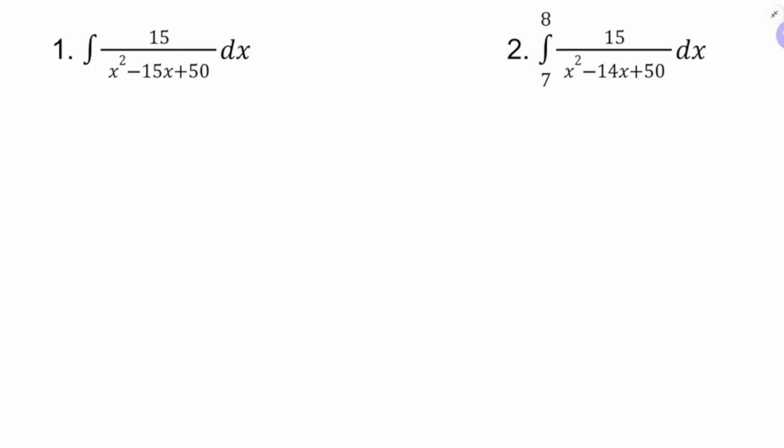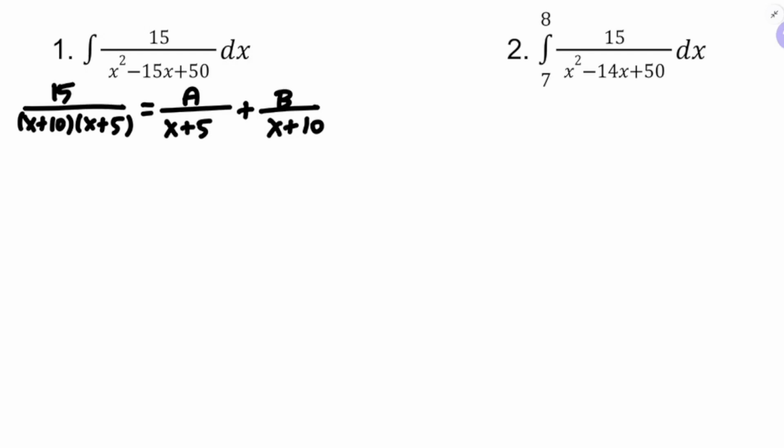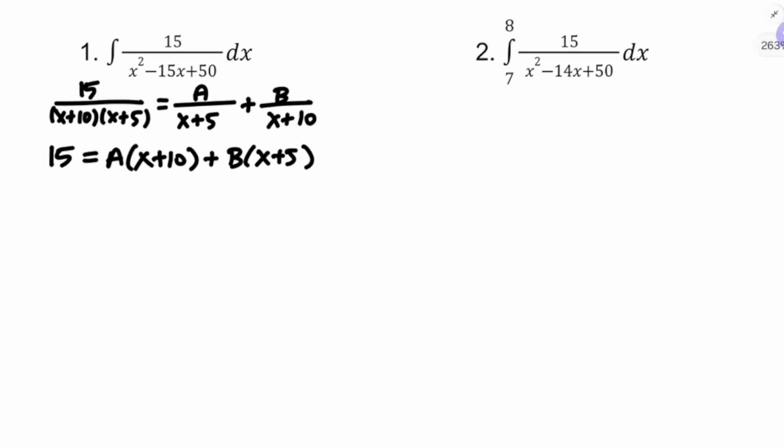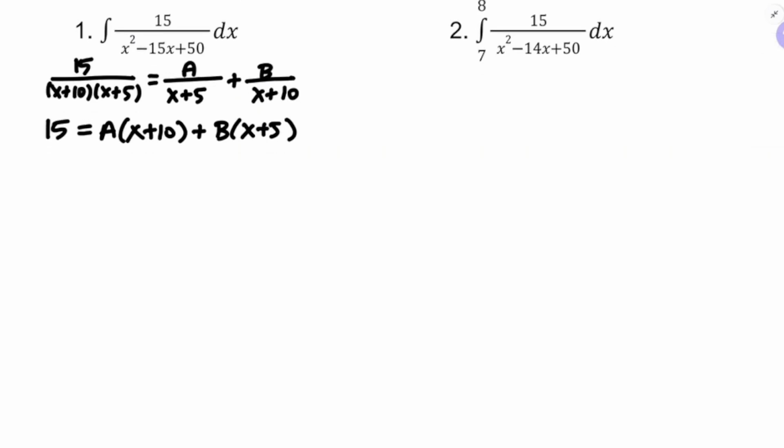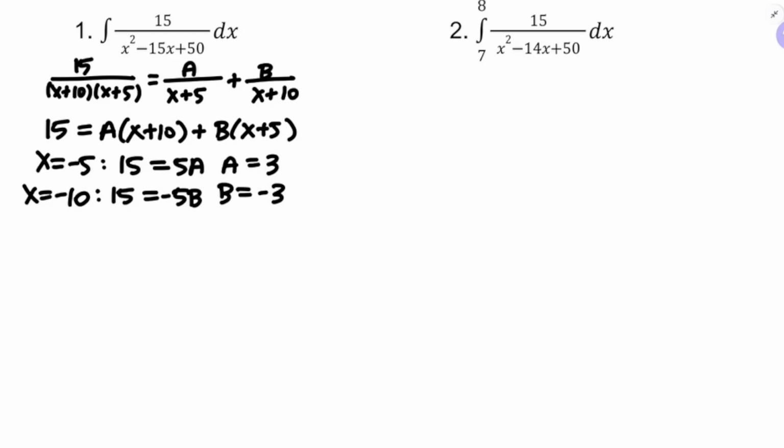If the denominator is factorable, we're going to split it up using partial fractions. So 15 over this denominator is going to be A over x plus 5 plus B over x plus 10. Multiply both sides by both denominators and get 15 is A times something plus B times something else. Let's start by letting x equal negative 5. That gives me 15 equals 5A, which means A equals 3. Then x equals negative 10 shows me that B is negative 3.